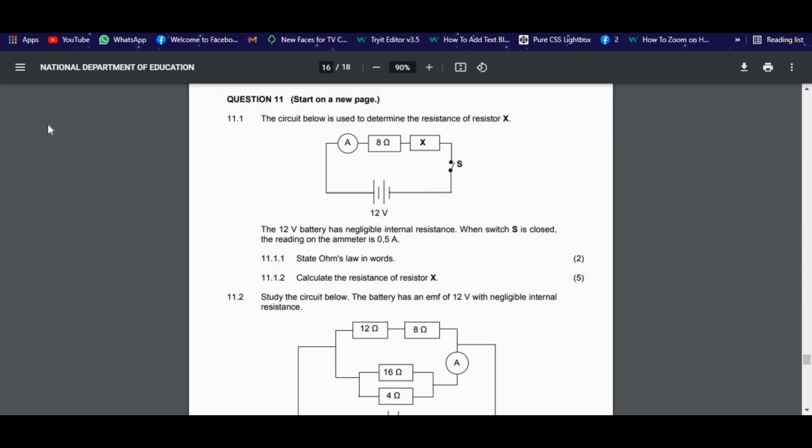So let's do 11.1 first, and I'll give roughly about 7 minutes for it. 2 questions, and then we'll come and mark 11.1 before we move on to 11.2, because all the questions are sitting nicely underneath the circuit.